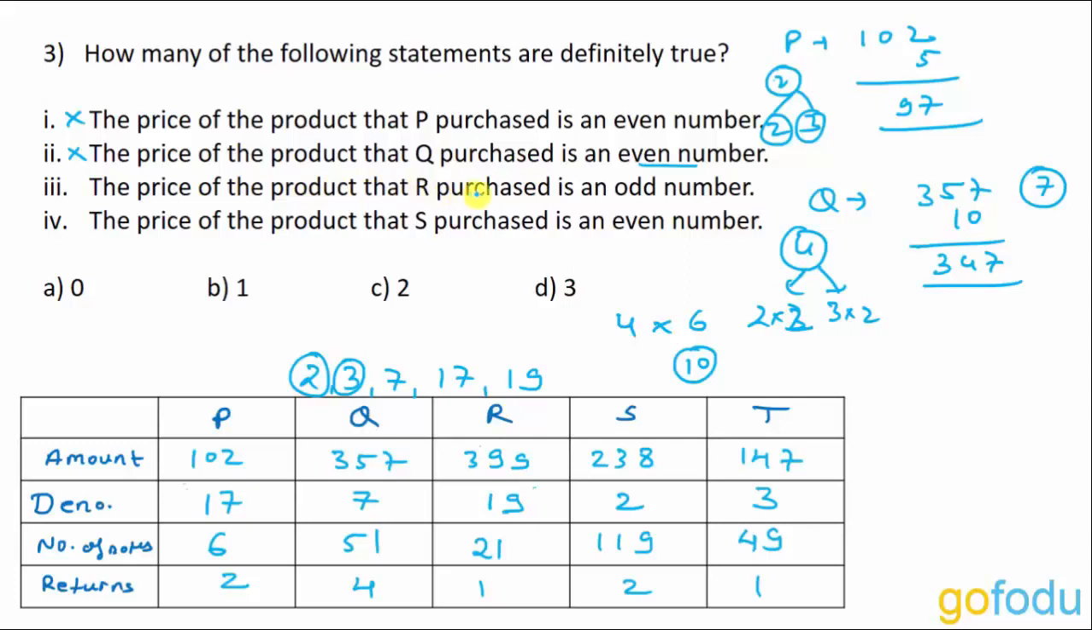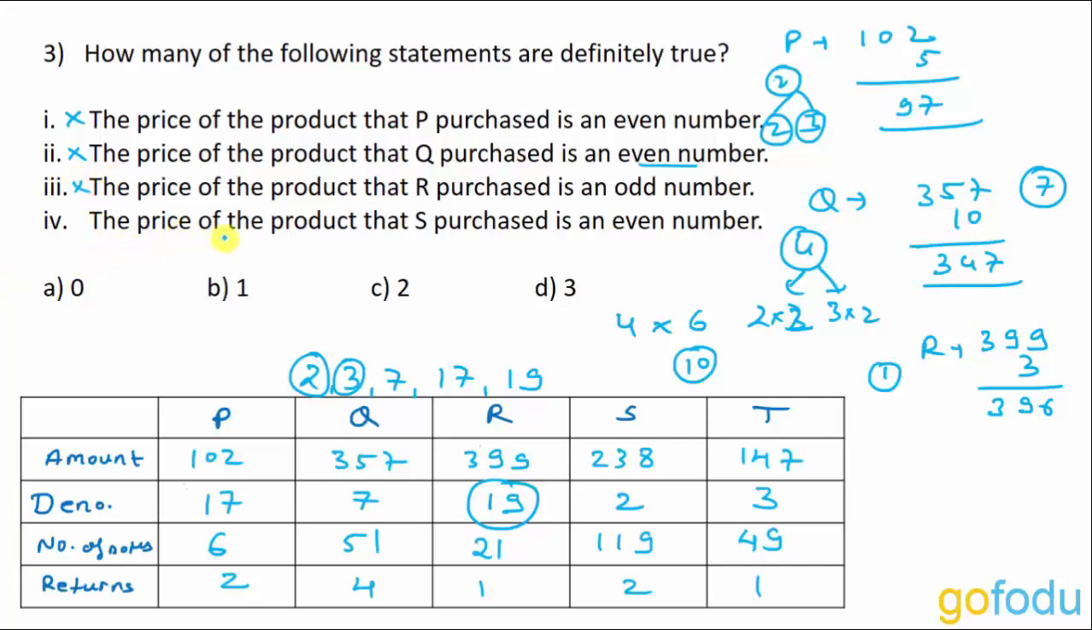Next, the price of the product that R purchased is an odd number. Now R paid 399. The number of notes that he got in return is just 1. So if I give him 3 rupees in return, the denomination was 19 for R. So if I give him 3 rupees in return, the price of the product will be 396, which is an even number. So this statement is definitely not true.